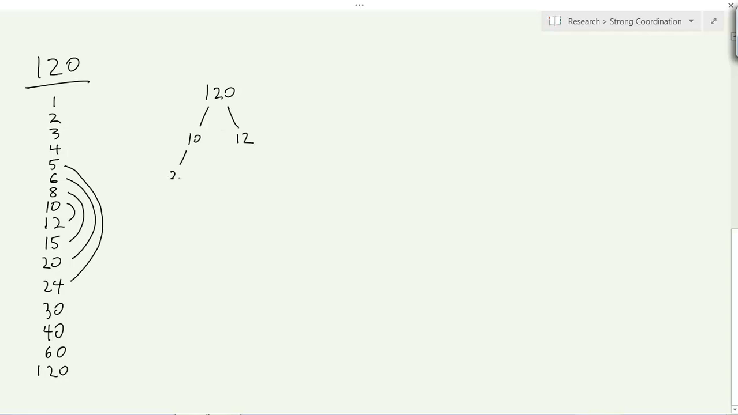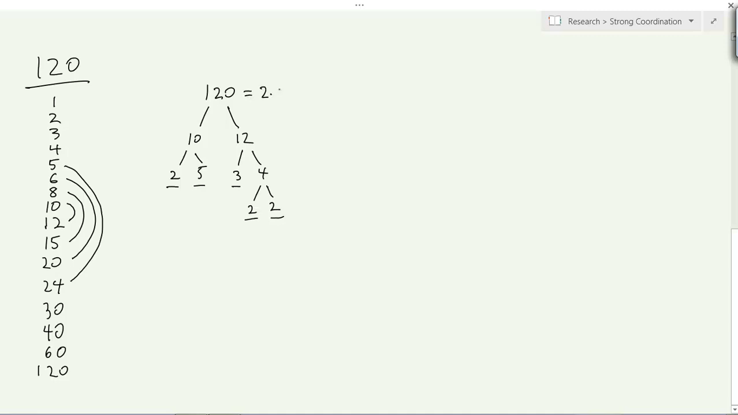Well, 10 breaks into 2 times 5, and those are both prime. How does 12 break up? 3 times 4. 3 is prime, but 4 is not. 4 breaks into 2 times 2. Now we've got all the primes. Look how quick that was.